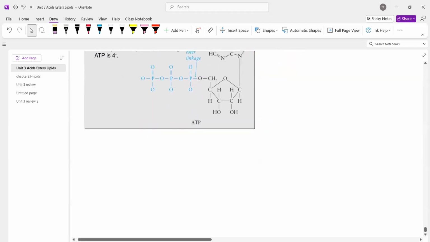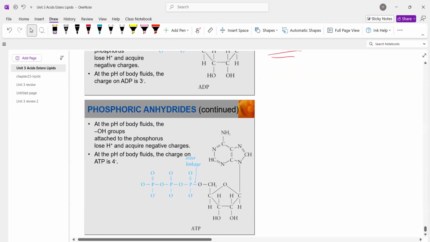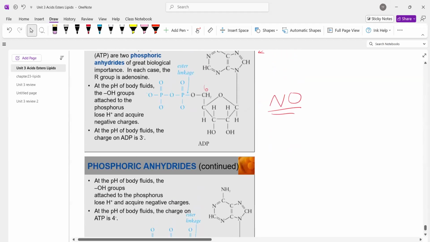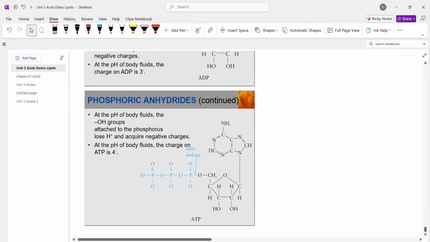Okay, so let's see here. So this is what ATP looks like. Same basic as ADP. We have 2 of them. ATP, we have 3 of them. Okay. So that is carboxylic acid and esters.